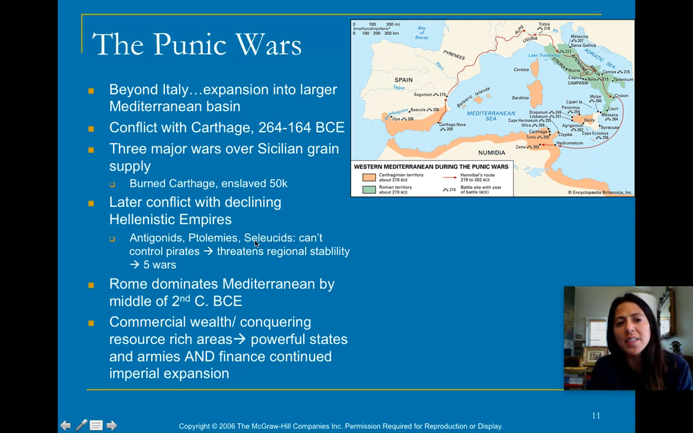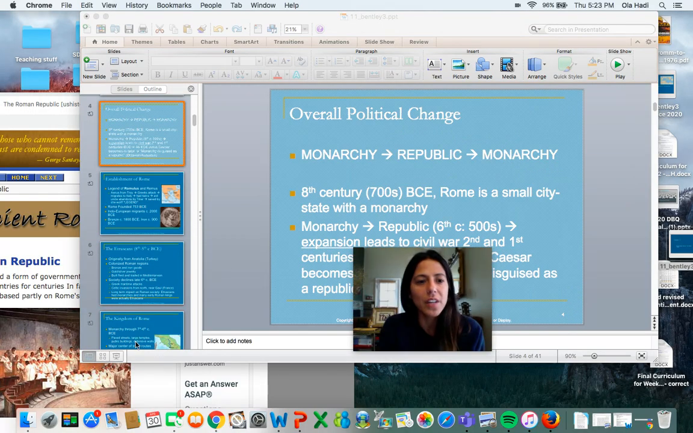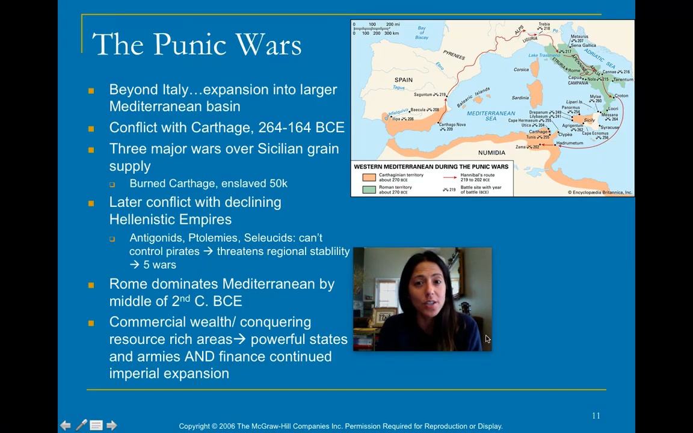Now, the problem is these empires, the Antigonid, Ptolemaic, and Seleucid, are weakening at the time. They're weaker, and they're not able to control pirates. Because they're not able to control pirates, Roman citizens are starting to have encounters with pirates, and so the Romans feel like they have to protect their people, and that puts them into conflict with the supposed authorities of that area.